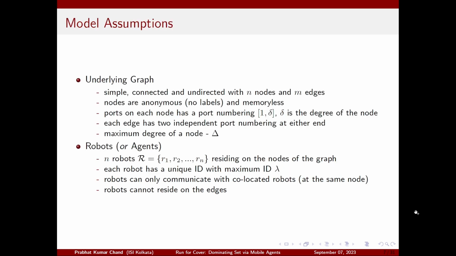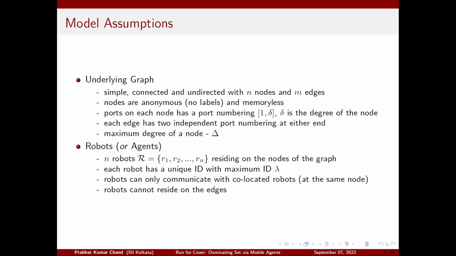For our model, we consider the underlying graph to be simple, connected and undirected with n nodes and m edges. The nodes are anonymous with no labels and are memoryless. The ports on each node have a port numbering from 1 to delta, where delta is the degree of that node, and each edge receives two independent port numberings at either end. We denote the maximum degree of a node in the graph by delta.